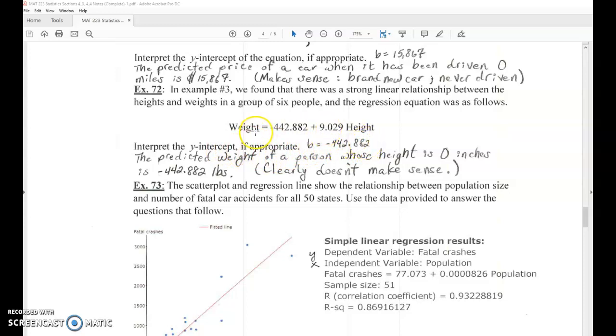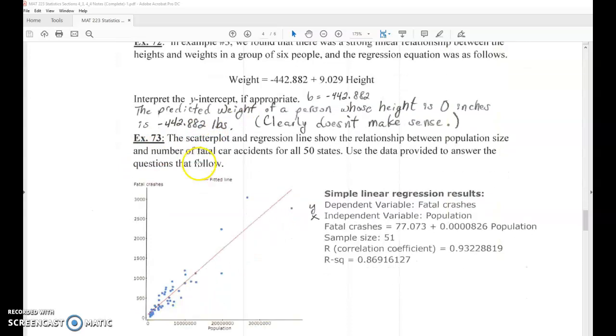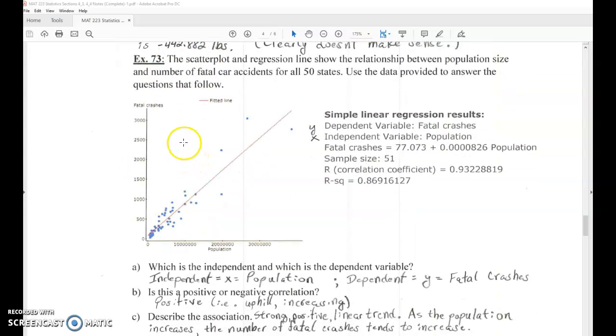So if you were going to just use that value straight out to predict y when x is equal to 0, you would say that the predicted weight, y, of a person whose height is 0 inches is negative 442.882 pounds. Clearly, it doesn't make sense. Somebody's height cannot be 0 inches, and certainly their weight can't be a negative huge number, or any negative number, of course.